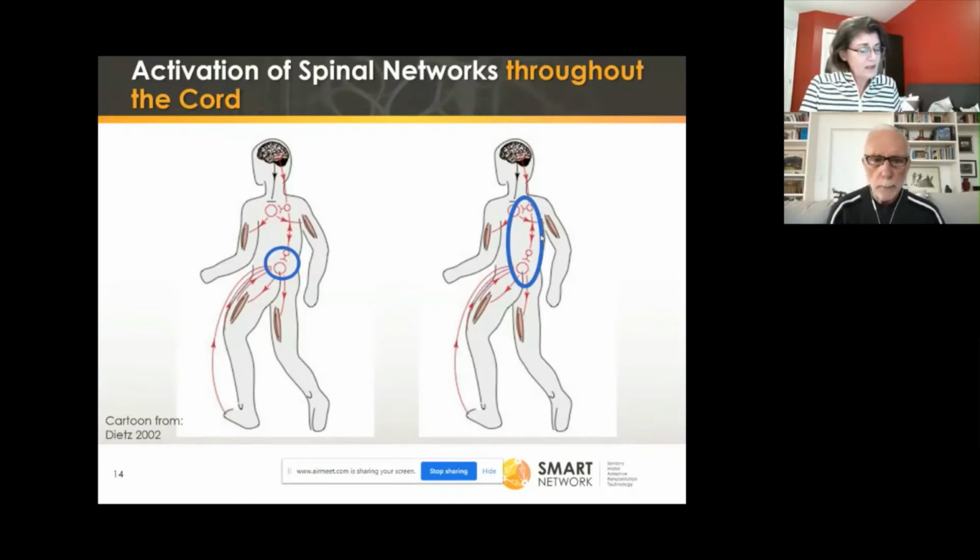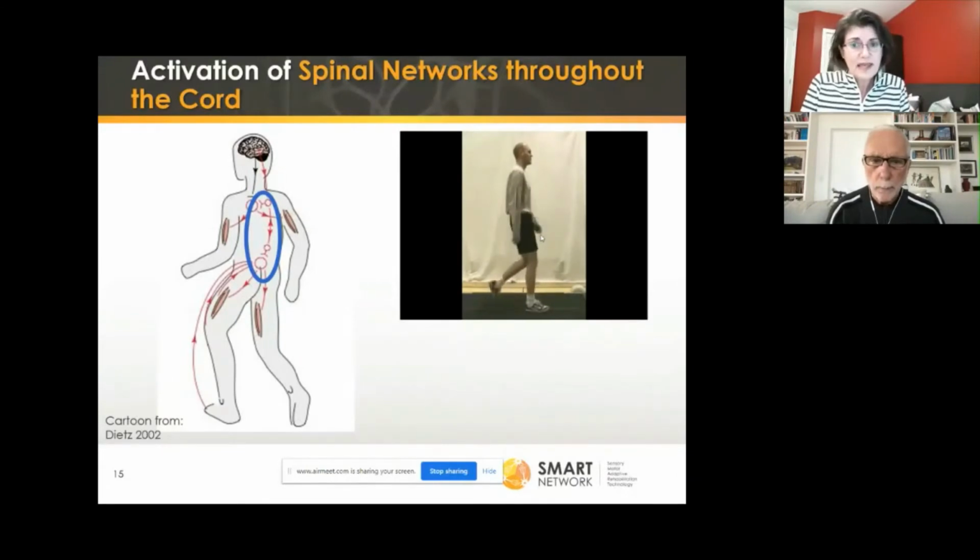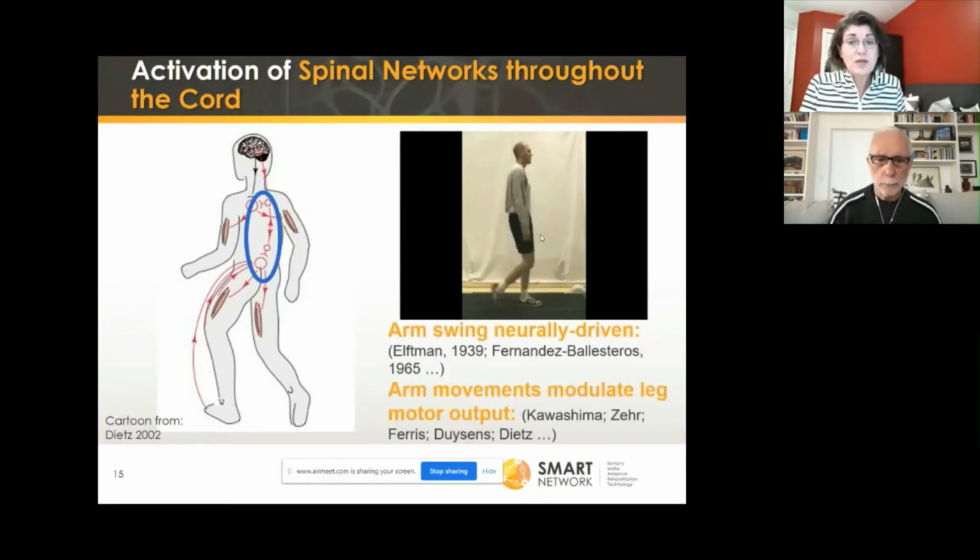Now, there's plenty of evidence supporting the engagement of the arms during walking. We already know that the arms swing in coordination with the legs during walking, and this swinging is not the result of the arms just passively moving as passive mechanical appendages. Instead, arm swing is neurally driven, and the neural drive to the arms is coordinated with the drive to the legs. Now, this knowledge has been known for many years, and a number of investigators suggested that the arms can modulate the motor output of the legs.